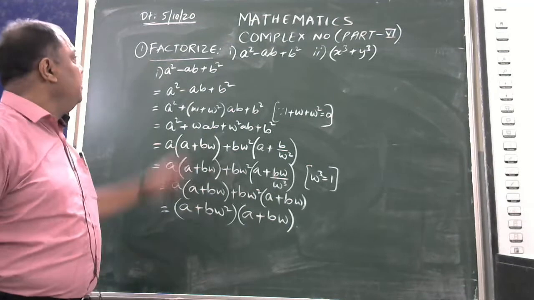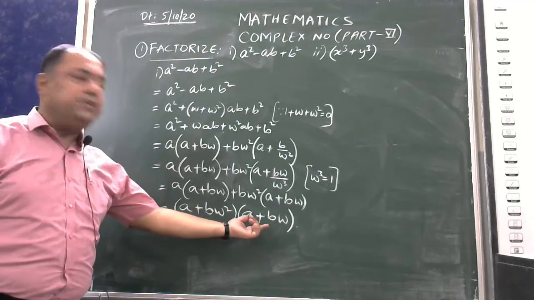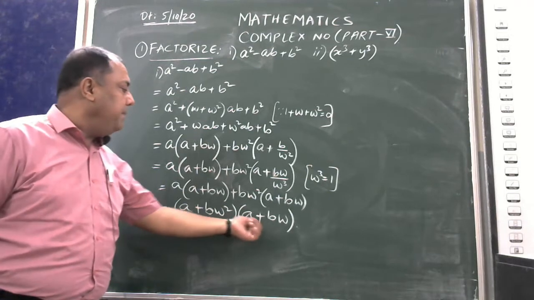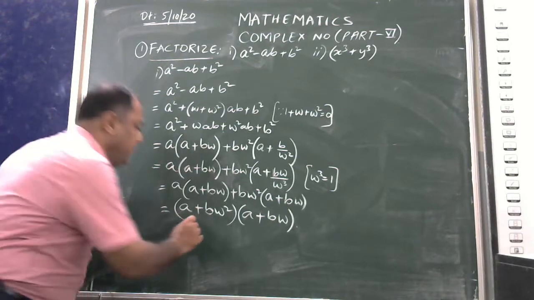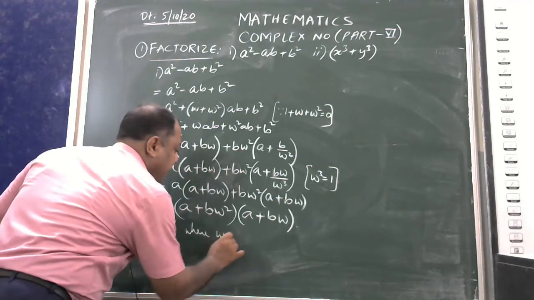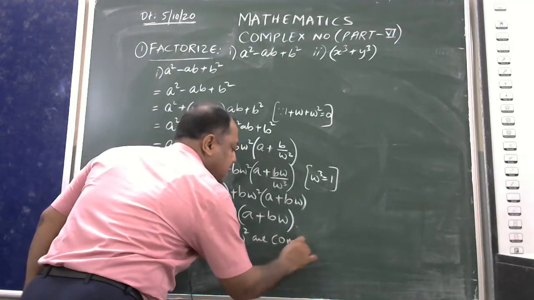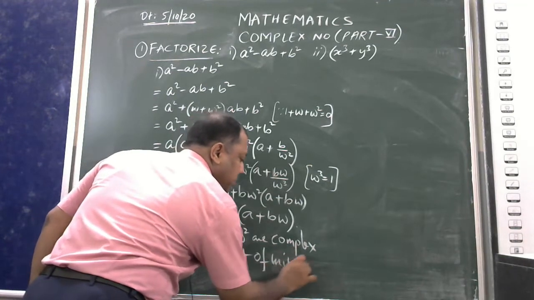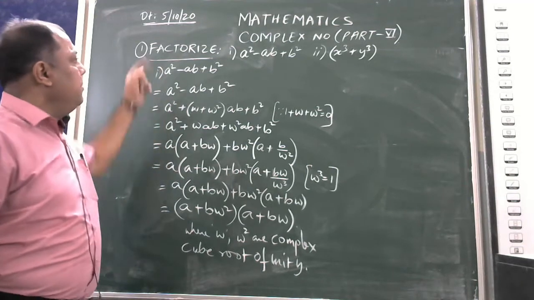So therefore, this given expression can be factorized in this particular form, that is a plus b omega squared and a plus b omega, where omega and omega squared are complex cube roots of unity. This is the first part of problem number 1.